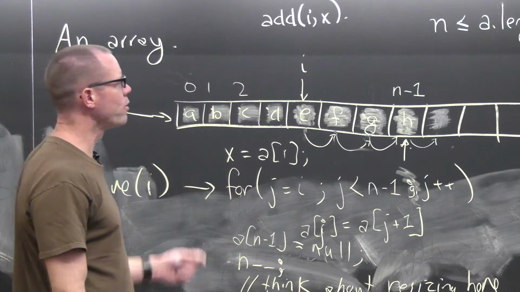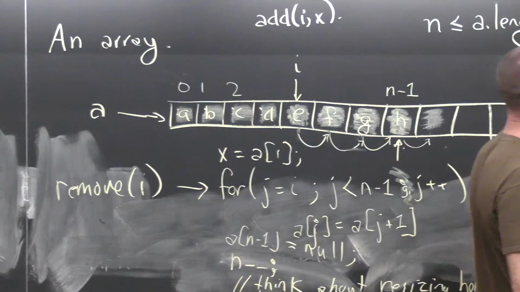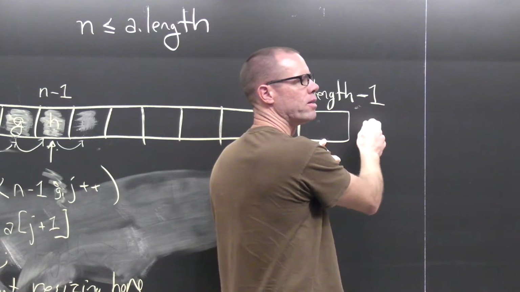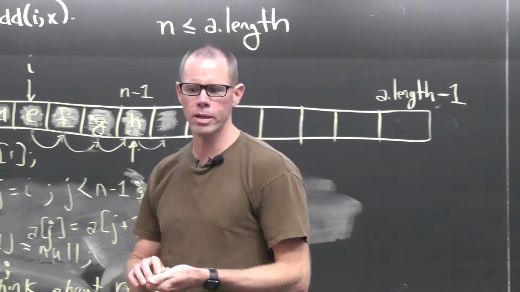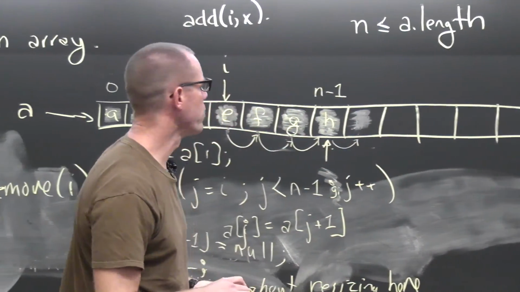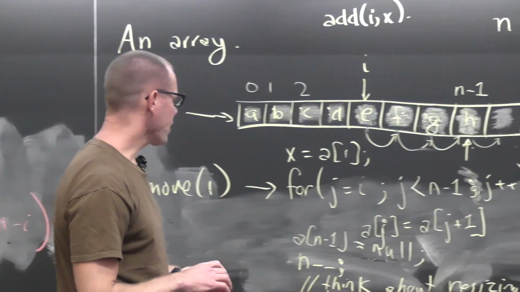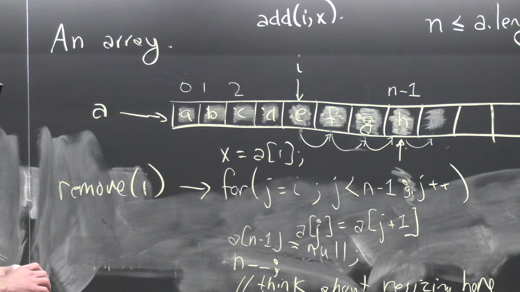Yeah. If the array is full and you iterate one more time, then you're trying to copy this value onto that value. This value doesn't exist. You'll get a null pointer exception or an index out of bounds exception. Okay. All right. So we can analyze this thing.